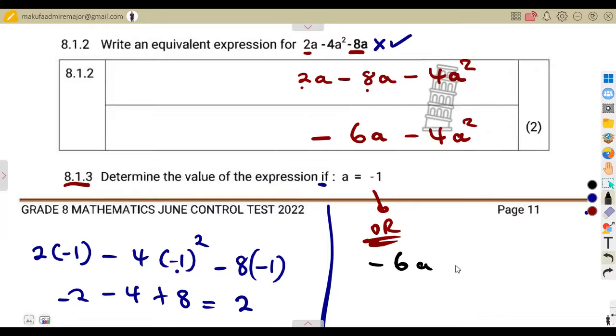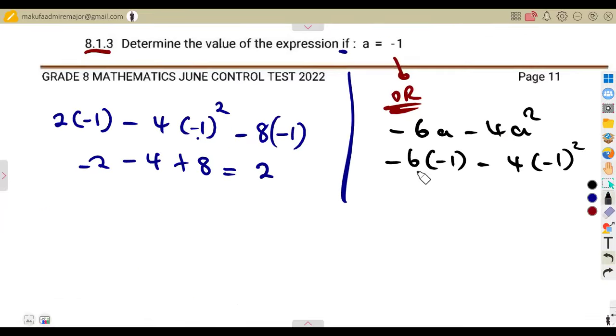Minus 6a minus 4, already this is what we have. So you can just substitute there. Still you must have the same answer. That is the one that you got. Minus 6 and minus 1, that's a positive 6. Minus 1 squared, that is a positive 1. So it's going to be minus 4. 6 minus 4, that is a 2. Exactly the same answer that we got.